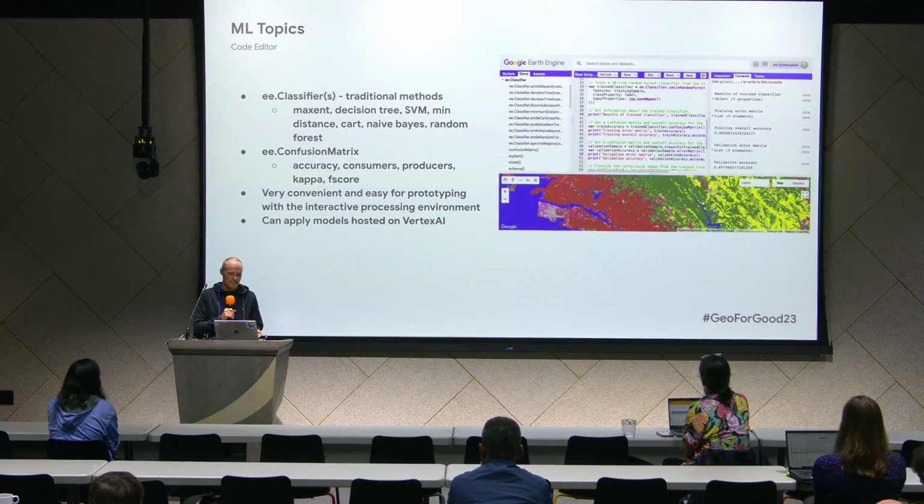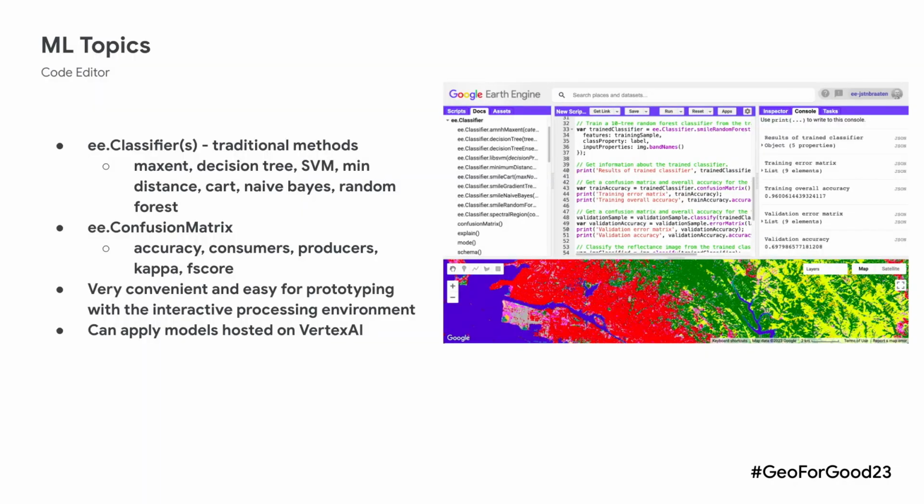So you can use the EE classifiers, and there's quite a few standard options: MaxEnt, decision trees, SVM, min distance, CART, random forest, and we have built-in objects for doing confusion matrices and looking at accuracies. So again, the convenience factor is very high. For more complex types of classifiers, it's maybe not the best route, but you can run your hosted models that have been trained and hosted on Vertex AI. You can scale up by running them in Earth Engine on the data catalog.